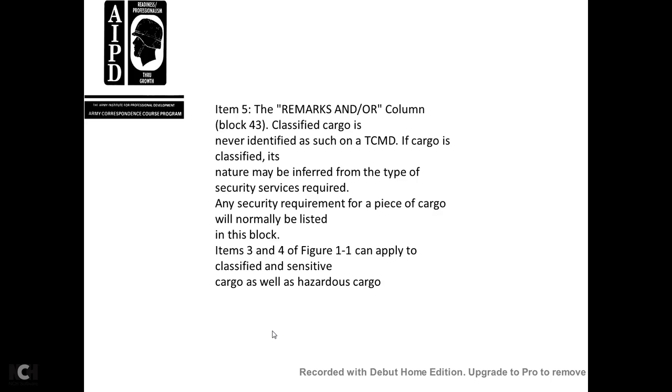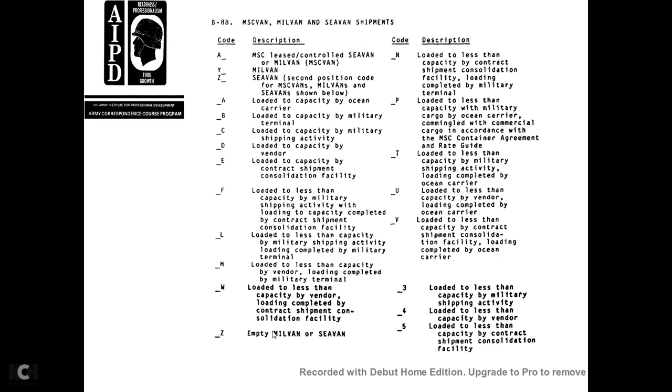Item 5, the remarks and or column, block 43. The classified cargo is never intended to be identified by the transportation control material document. If the cargo is classified in nature, it may be inferred from the type of security services required. The security requirement for the piece of cargo will normally be listed in the block. Items 3 and 4, Figure 1, can provide information with the classified sensitive cargo as well as hazardous cargo.